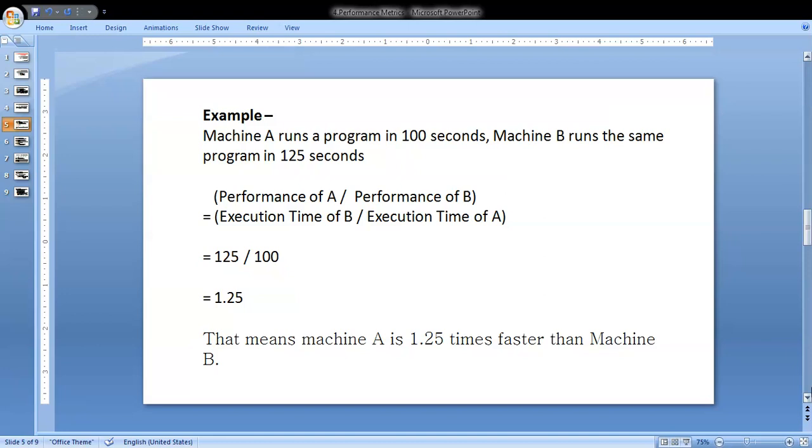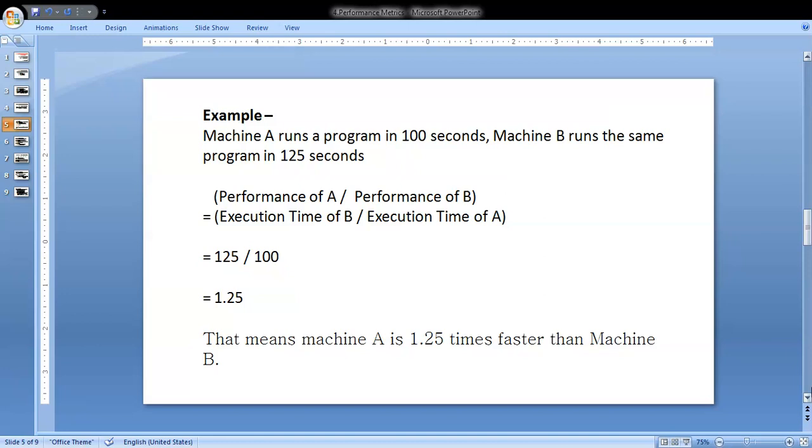So for that, we use performance of A divided by performance of B is equal to execution time of B divided by execution time of A. We already know that computer A runs in 100 seconds. Likewise, machine B runs in 125 seconds. So 125 divided by 100 gives 1.25. That means machine A is 1.25 times faster than machine B.